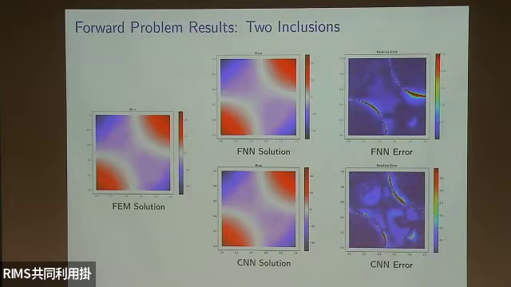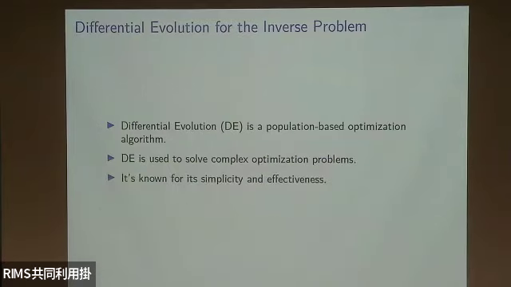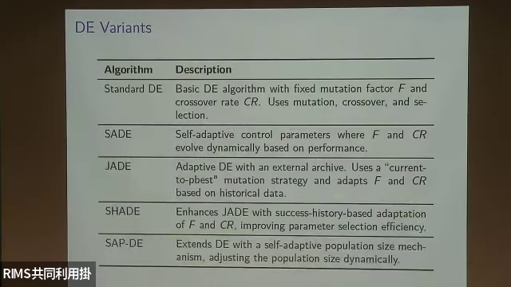So now that we've established you can use a neural network to train the forward model, now we can go to the inverse problem. For this particular problem, we use differential evolution. So why differential evolution? Differential evolution is population-based, so it's a global optimization technique. It's simple to implement. It can solve complex optimization problems. It's simple and it's very effective. It has many variants available on the internet, in the literature.